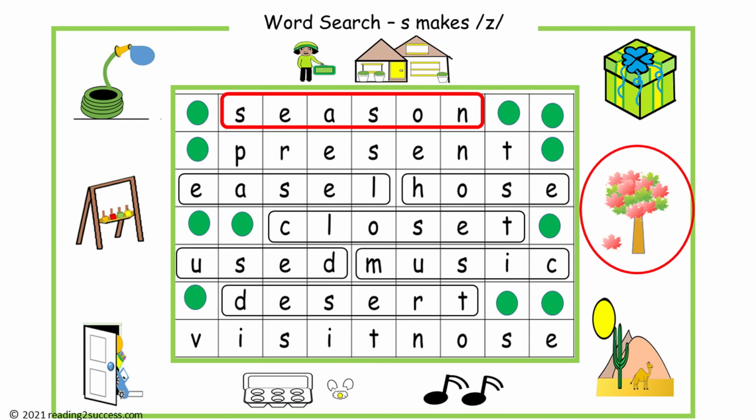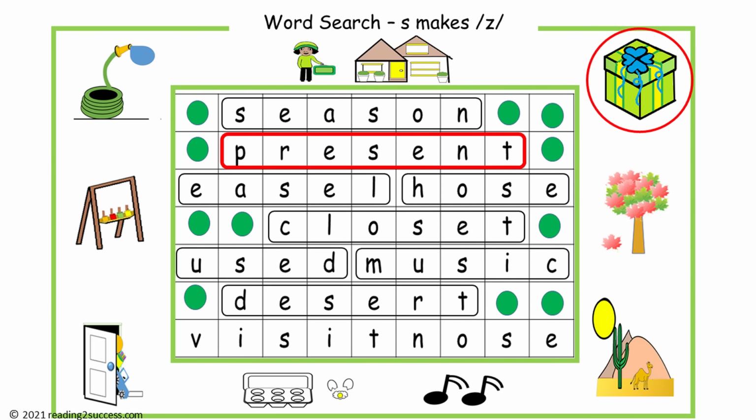The seventh word is season, and the first S is ignored because when a word begins with an S, the S always makes an S sound. But the second S makes a Z sound because it is in between two vowels, A and O.